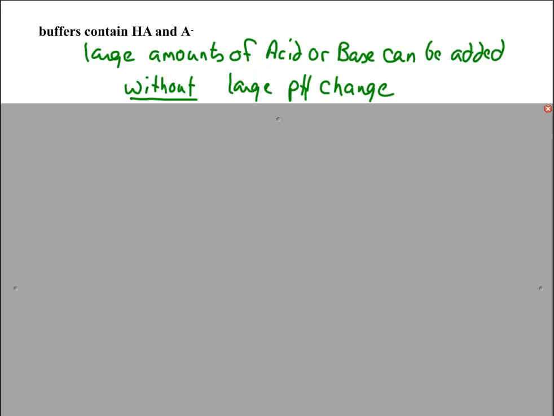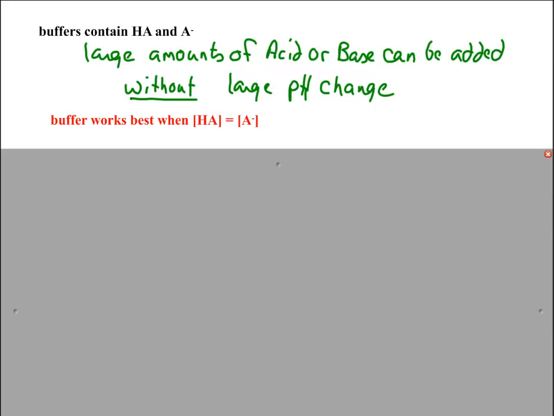Okay, buffers contain both the acid and the anion. They're both present, and so we have an equilibrium between them. And I can add large amounts of acid or base without affecting the pH much. So even if I add a large amount of acid or a large amount of base to a buffer, I'm not going to get a large pH change. I will get some pH change, but it won't be large, equivalent to what I would get if I added the same amount of acid or the same amount of base to water.